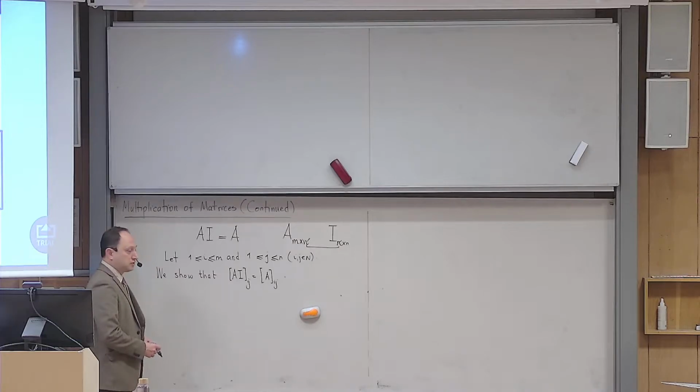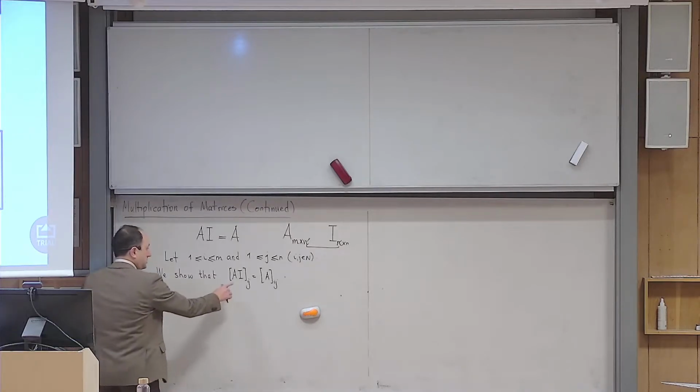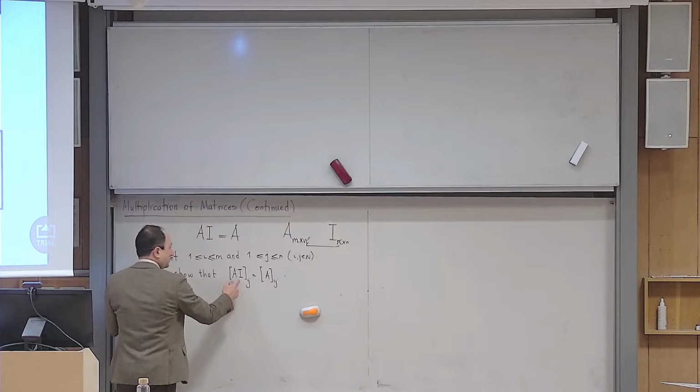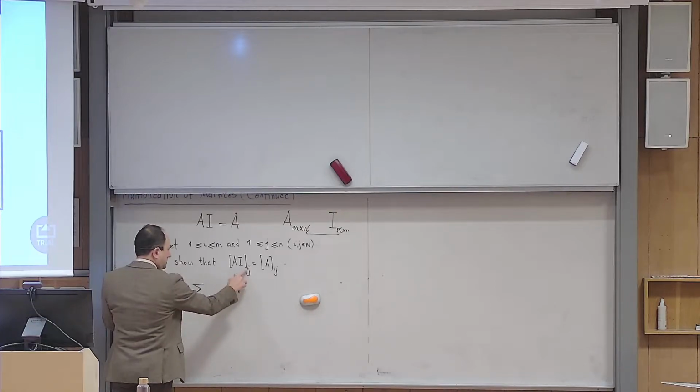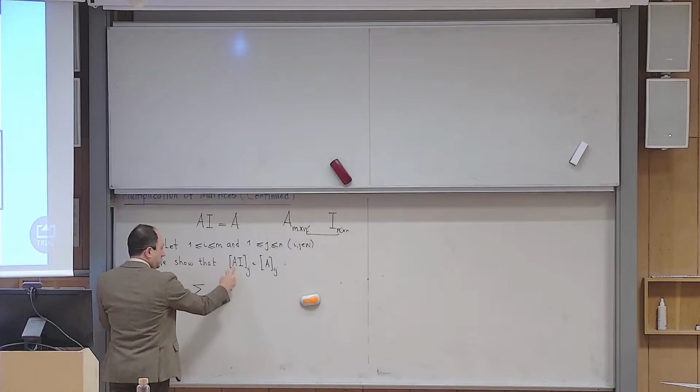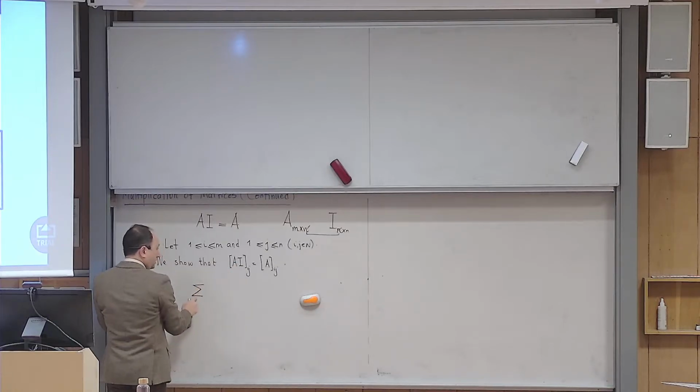Yes? So how should I prove that? I need a sigma definition. Do you remember what the sigma definition of the product was? The product starts with this. This is a sigma because I am interested in one single entry of the product. One single entry of the product is defined according to this sigma definition.